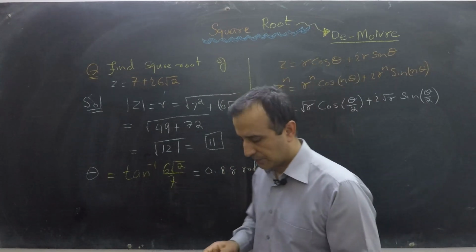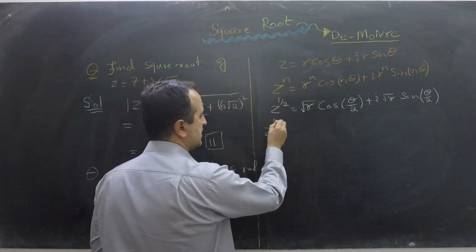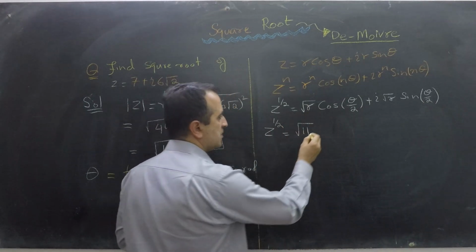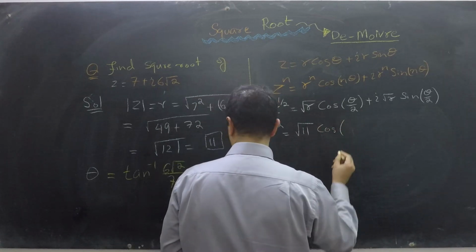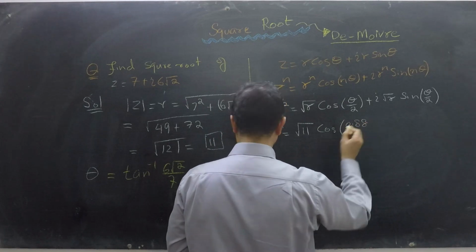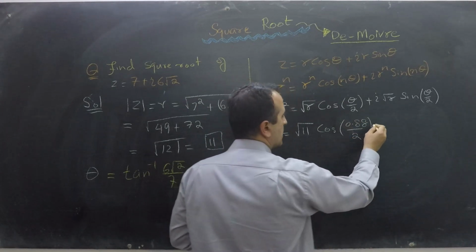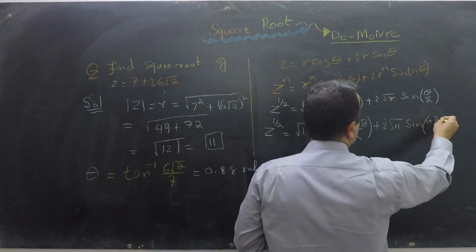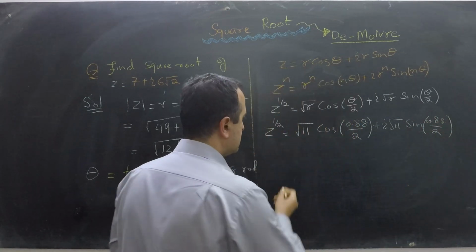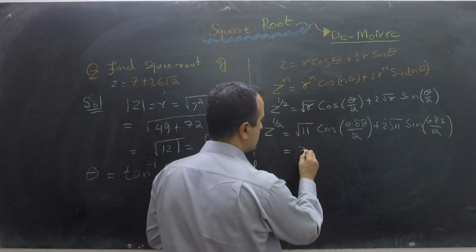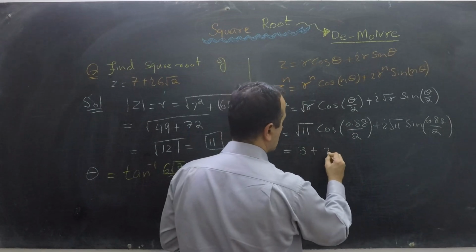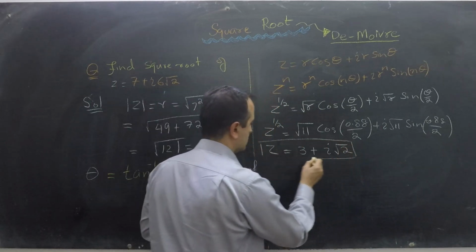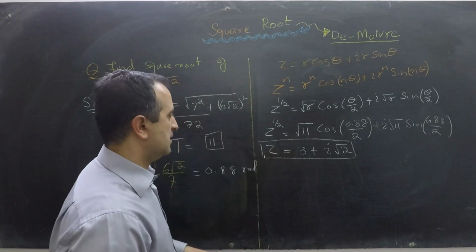Now I can use this formula. According to this formula, my square root will be equal to square root of 11 cos 0.88 over 2 plus iota square root of 11 sine 0.88 over 2, and if we solve it, then my result will be equal to 3 plus iota square root of 2, and that was my result in the last example also. So I have found one square root of the complex number.